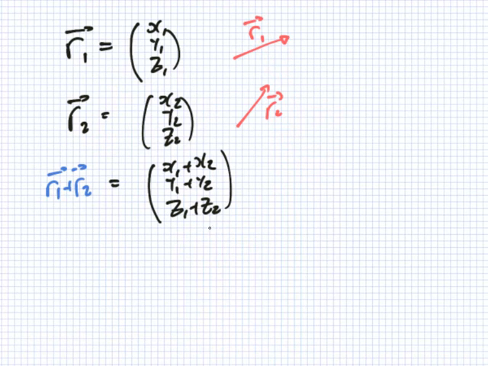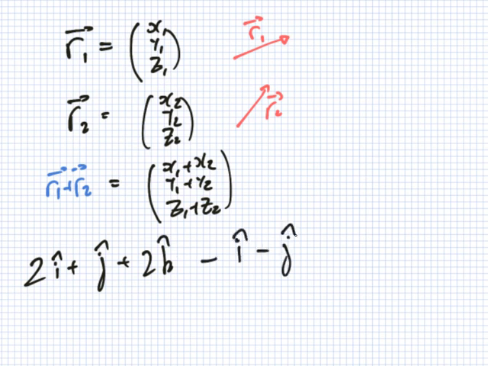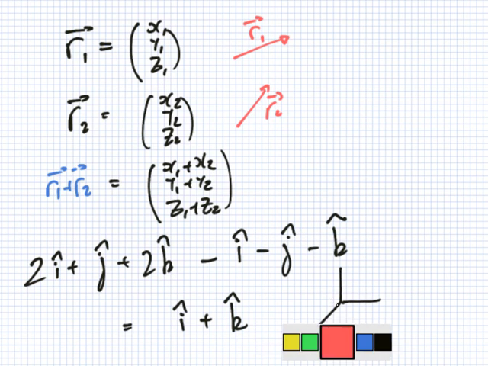So for example, if I said 2i plus j plus 2k minus i minus j minus k, that would equal i plus k. Now if I draw that, let's see, that's i, that's j, that's k. So i plus k will be a vector like this in this plane, because it has no j.